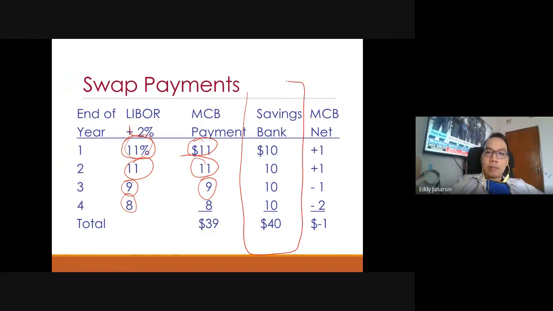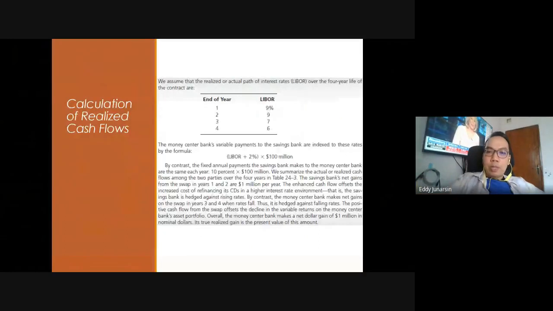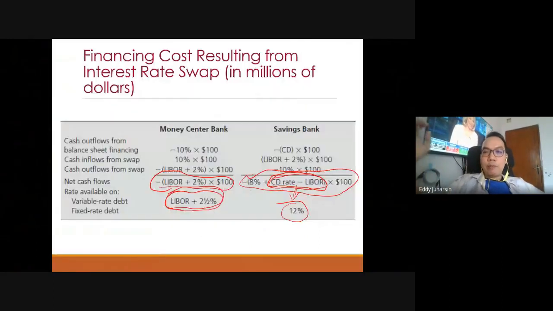On the other hand, we see that the savings bank relatively pays the fixed rate, because again, the spread between the CD rate and the LIBOR is quite stable from time to time. Let's say 2%. So 8 plus 2 is 10. So the savings bank will continuously pay around 10% per year.